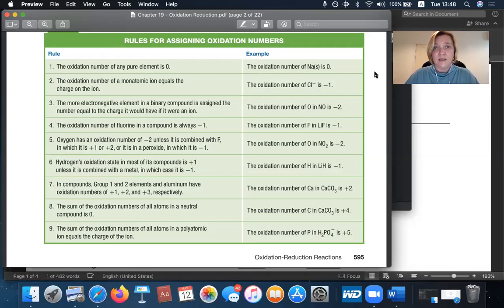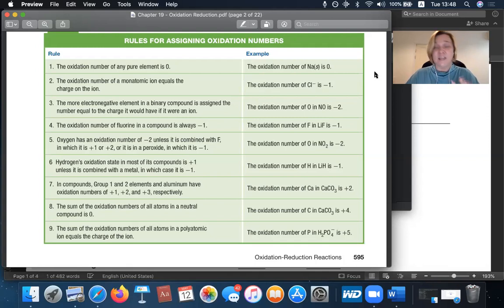Number three, if you have a binary compound, especially molecular compound, which is made of only nonmetals, the element that has a higher electronegativity, meaning it's closer to fluorine, because remember, fluorine has the highest EN of all the elements, you're going to assign an oxidation number the same as the charge of the ion. So if you have nitrogen monoxide, oxygen is closer to fluorine, has a higher EN, therefore the oxidation number of oxygen is -2, just like the ion.